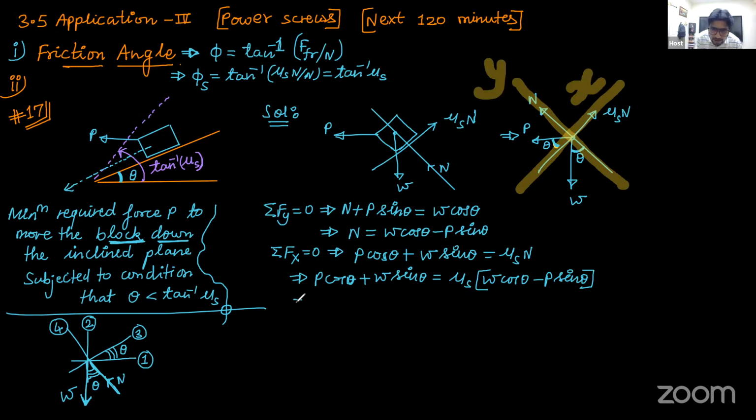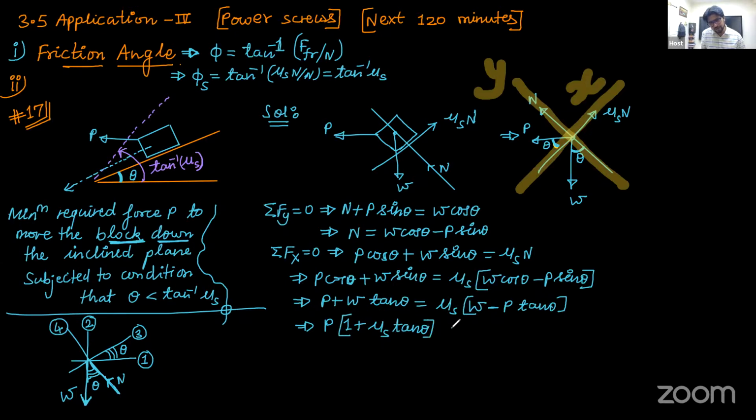Now you collect all the terms having P. First you divide by cos theta. If I divide by cos theta, I will have P plus W tan theta, and here I will have mu s. I have divided by cos theta, so cos theta upon cos theta became 1, and sine theta upon cos theta became tan theta again. Now I collect all the terms containing P. I'm going to have 1 plus mu s tan theta, and that side I'm going to have W common, mu s minus tan theta.